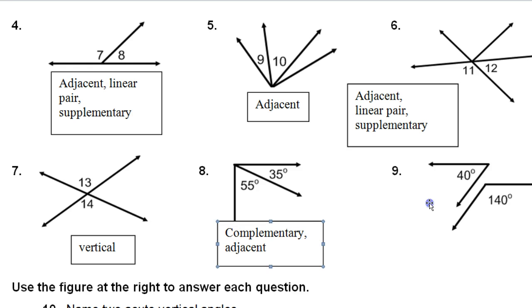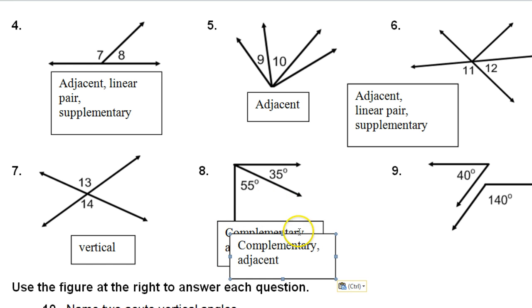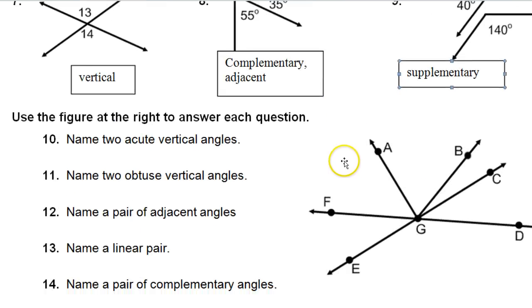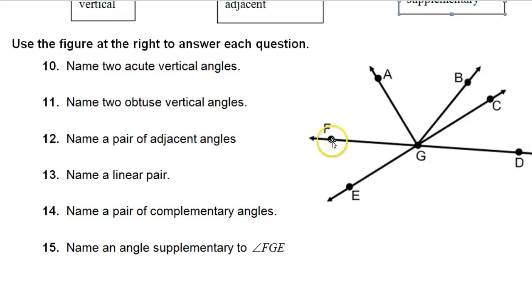Okay. Number 9, these are not adjacent, alright, they're not touching. But they are supplementary because they add up to 180 degrees. 40 plus 40 is 80. So, I need a text box. Alright, and that's all I can say about these. They are supplementary. Okay. Alright, that's it for that type of question.